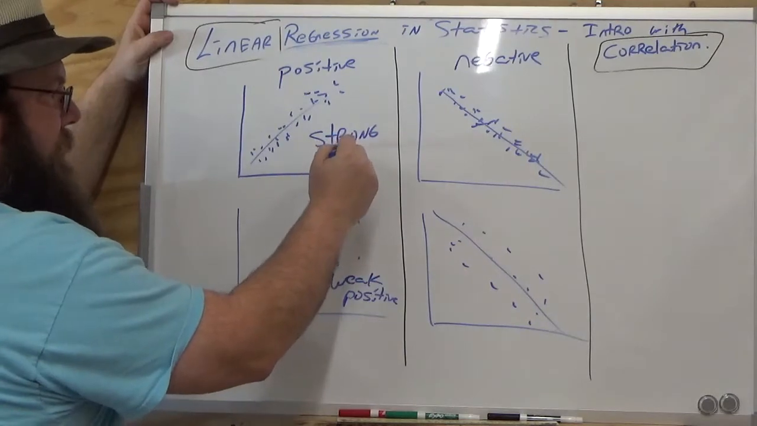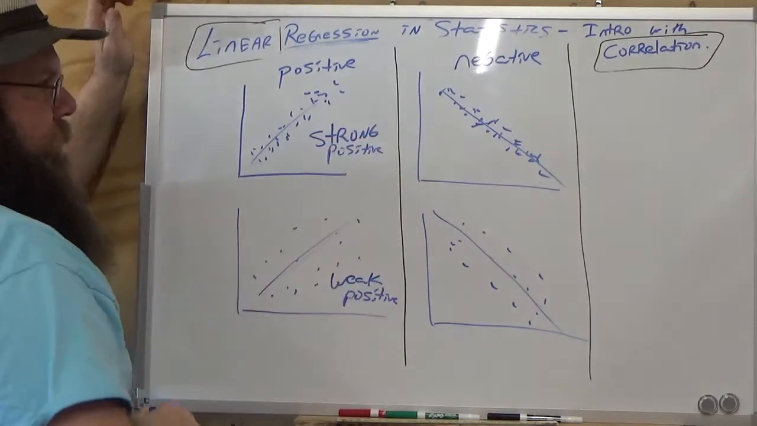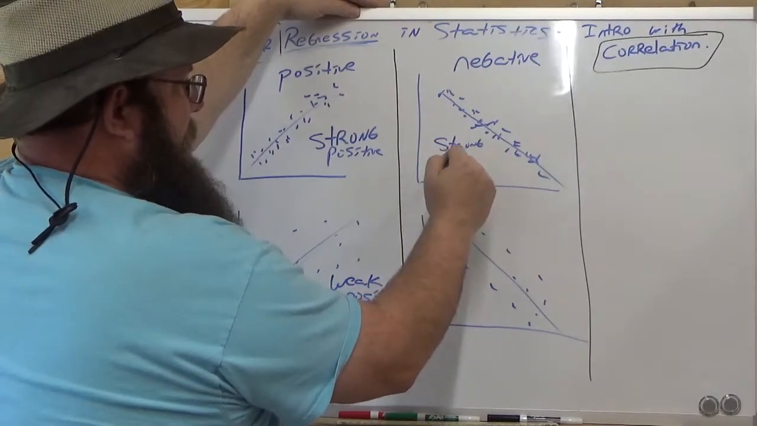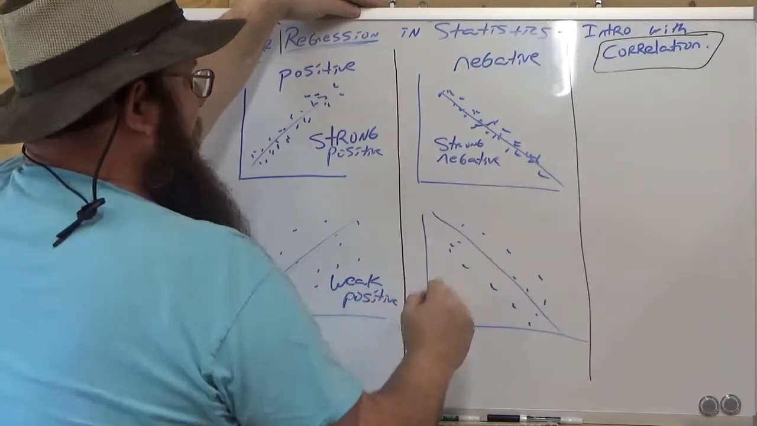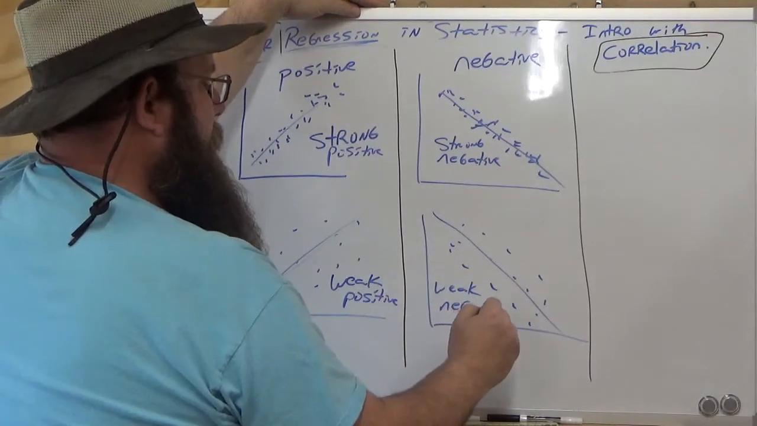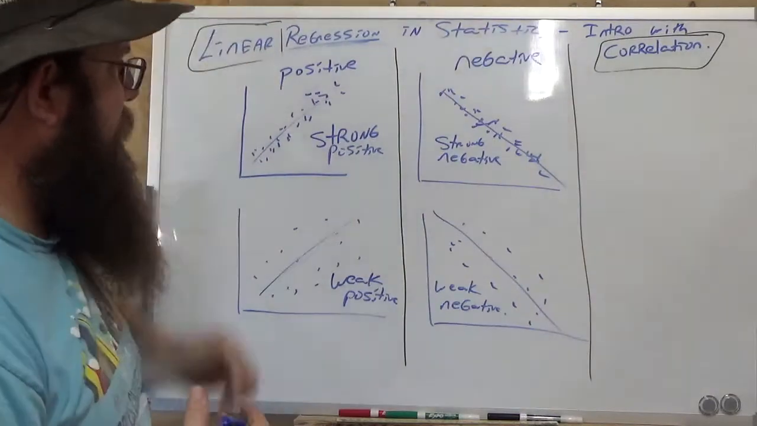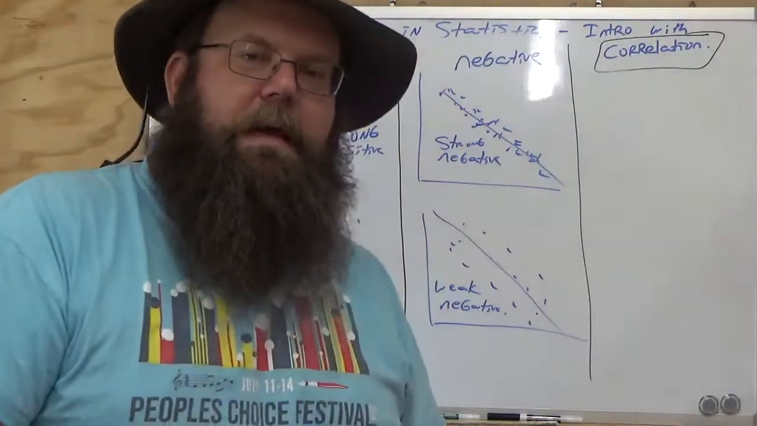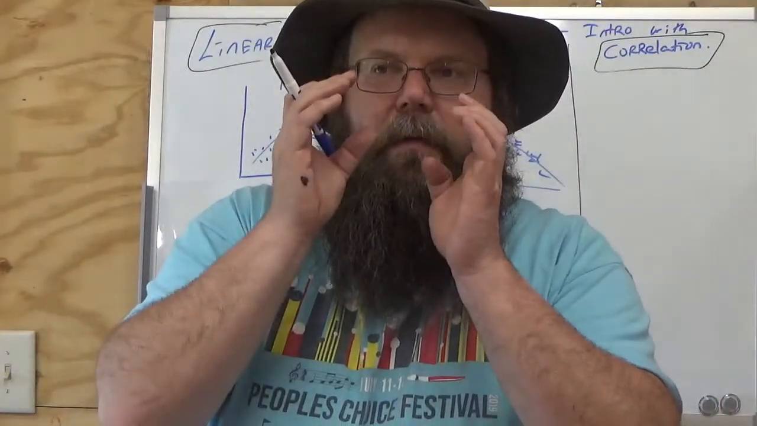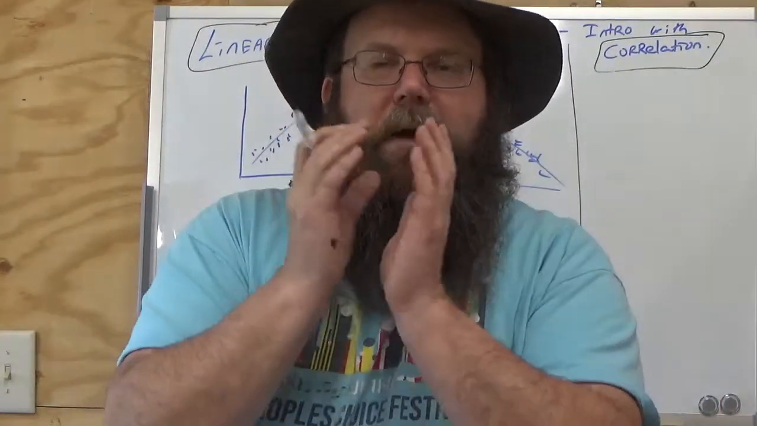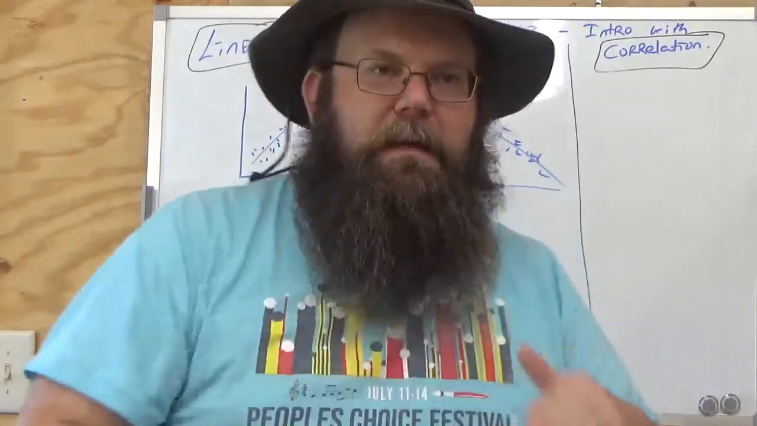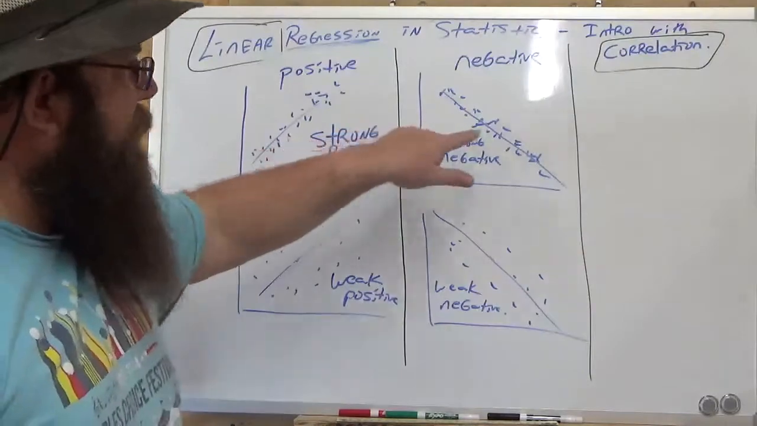This would be a strong positive. Over here, this would be a strong negative. And this would be a weak negative. So what does strong and weak have to do with the correlation? How tightly packed the data points are around that line of regression. If they're packed really, really tight up here, we would say they're strong.